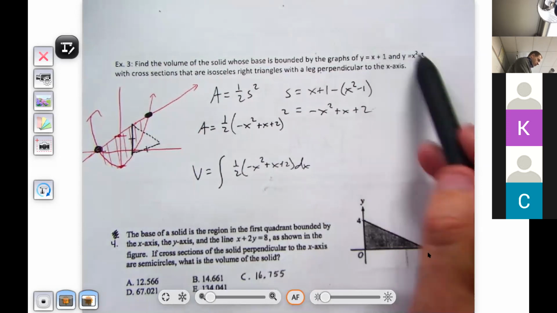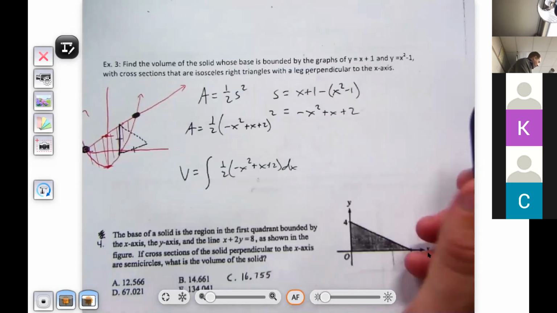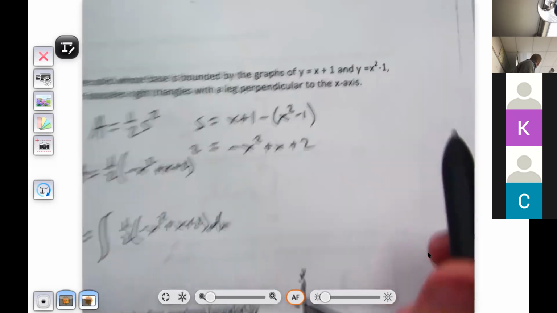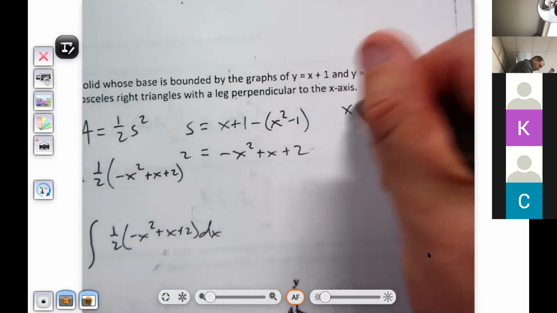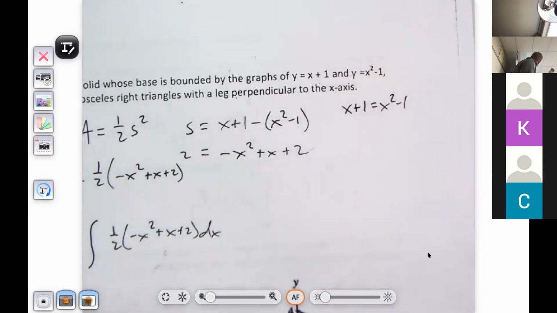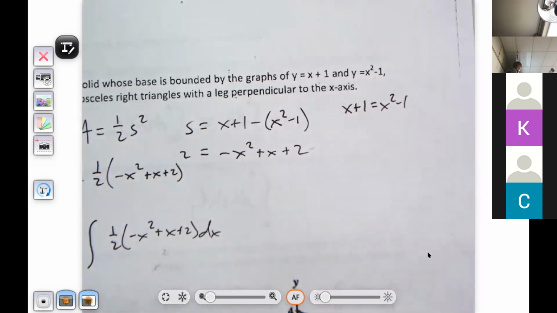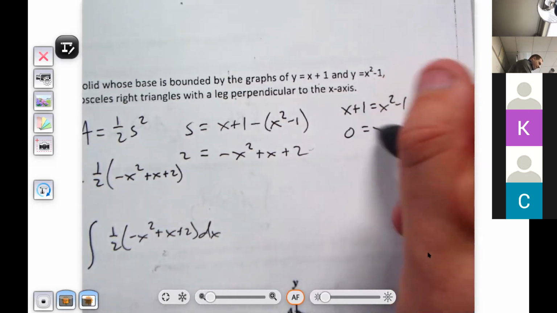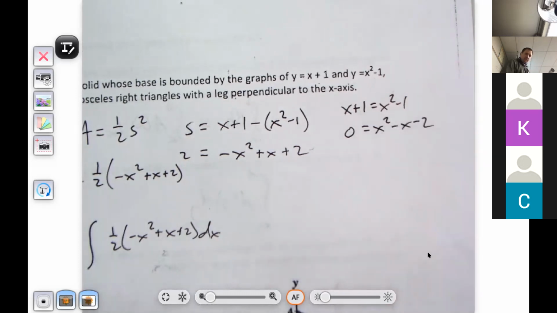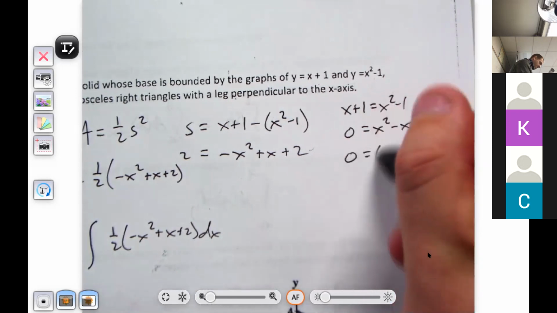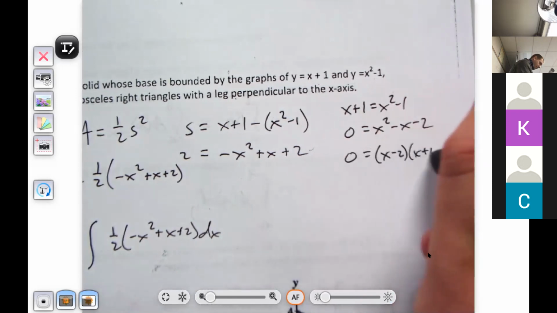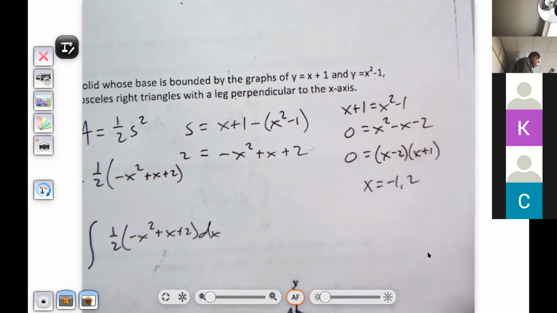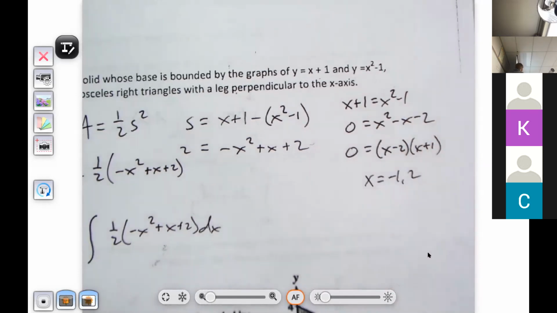Unfortunately, we're going to solve the system to remind you guys how. I'm going to set those two things equal. Got ourselves a lovely little quadratic. So I'm going to set it equal to 0. I'm going to move everything to the right side. I'm going to keep x squared positive. Factor that bad boy. We're integrating from -1 to 2.